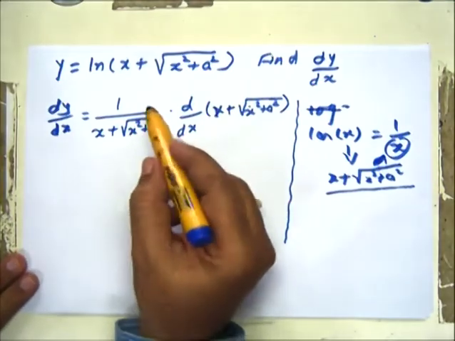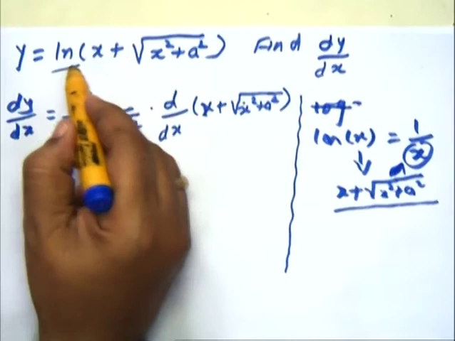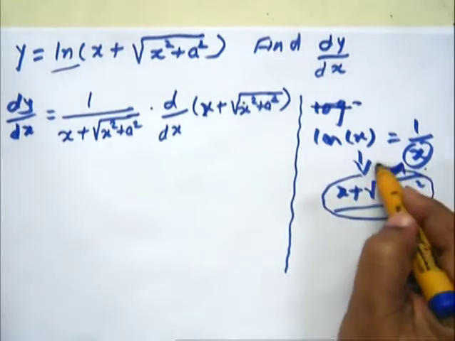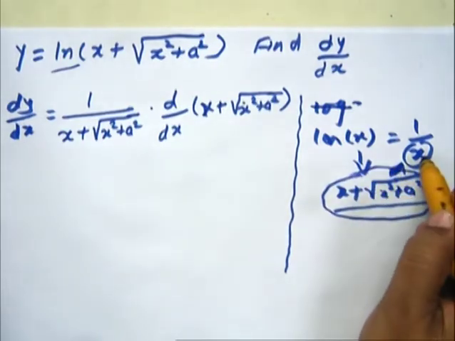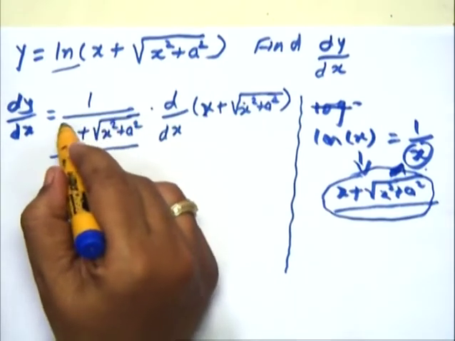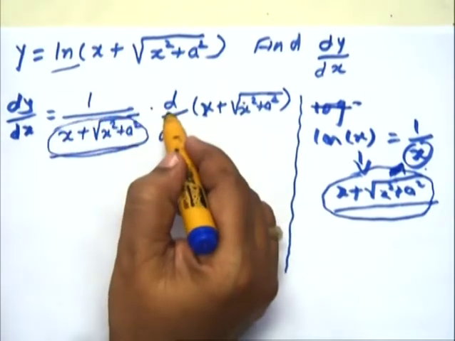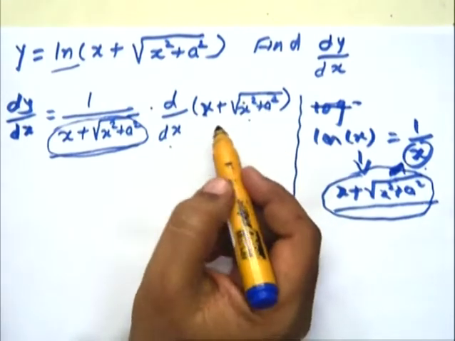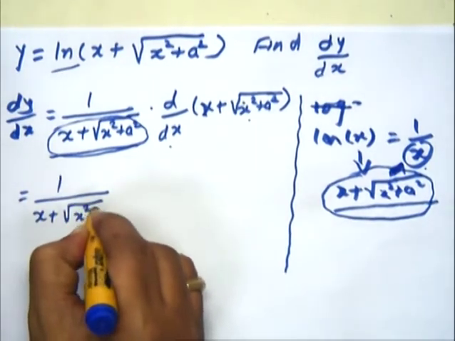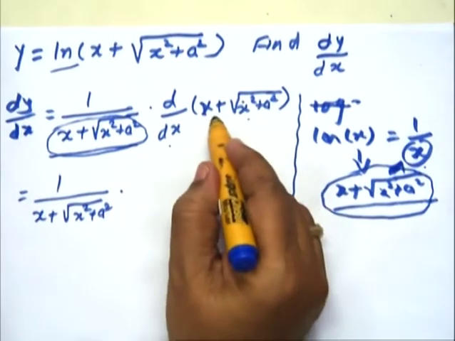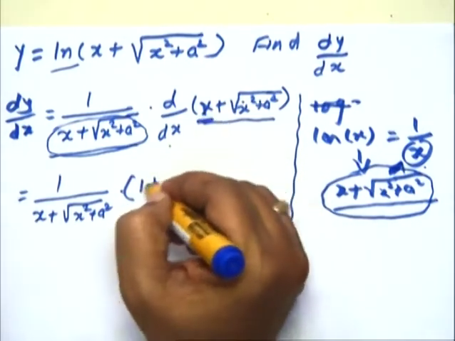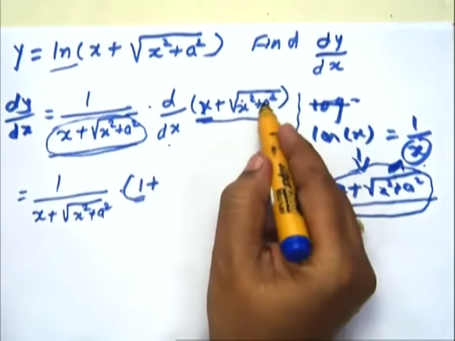So the outside function is log x, derivative of log x is 1 by x. In place of x, we have x plus root of x square plus a square, so we replace x here by this quantity, and we have to multiply by its derivative. So we have the first term, 1 upon x plus root of x square plus a square, as it is, into derivative of this. Now derivative of x with respect to x is 1, plus derivative of this function.